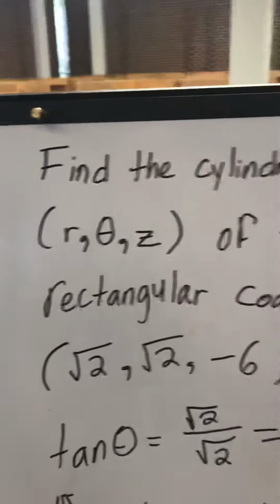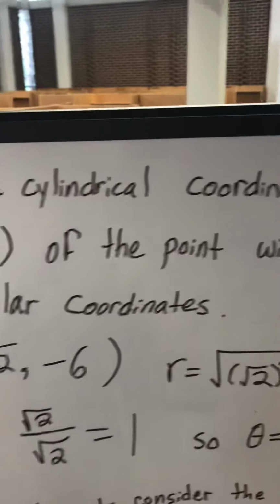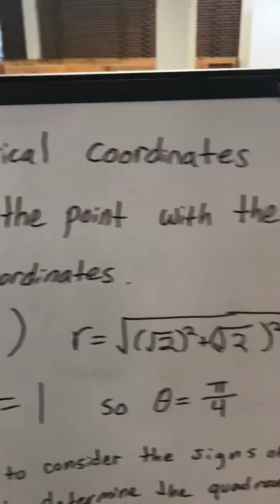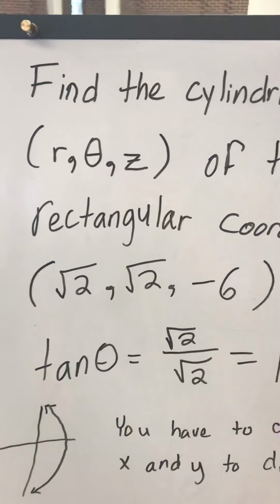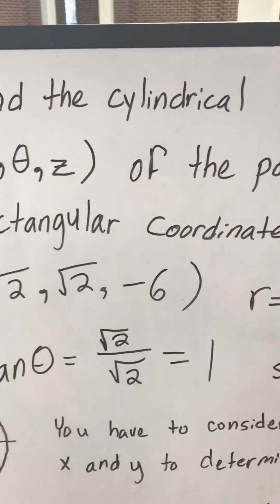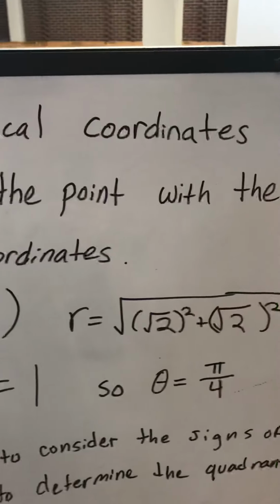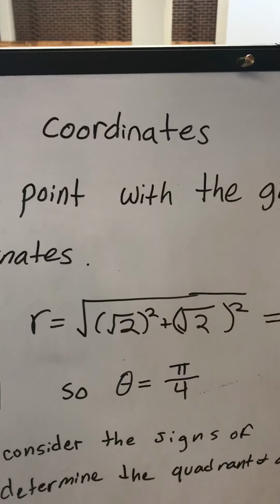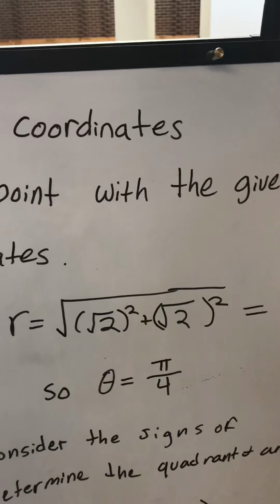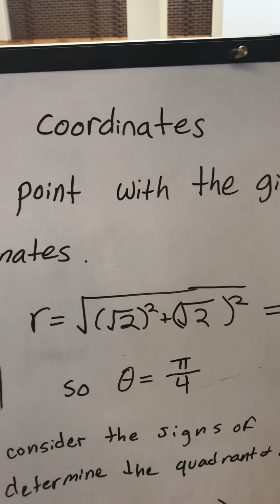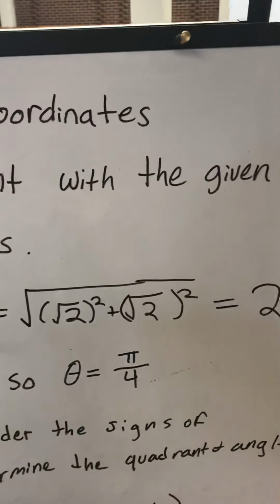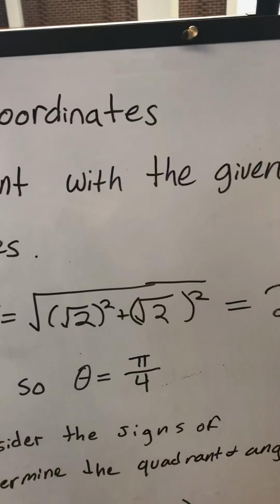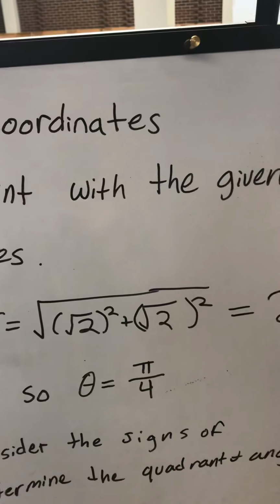For the first question, we're going to be finding the cylindrical coordinates r, theta, z of the point with the given rectangular coordinates of square root of 2, square root of 2, negative 6. To find r, we take the square root of 2 and square that, add it to the square root of 2 and square that, because that's our x and y. Then we take the square root of that answer: square root of 2 squared is 2, plus 2 is 4, and the square root of 4 is 2.